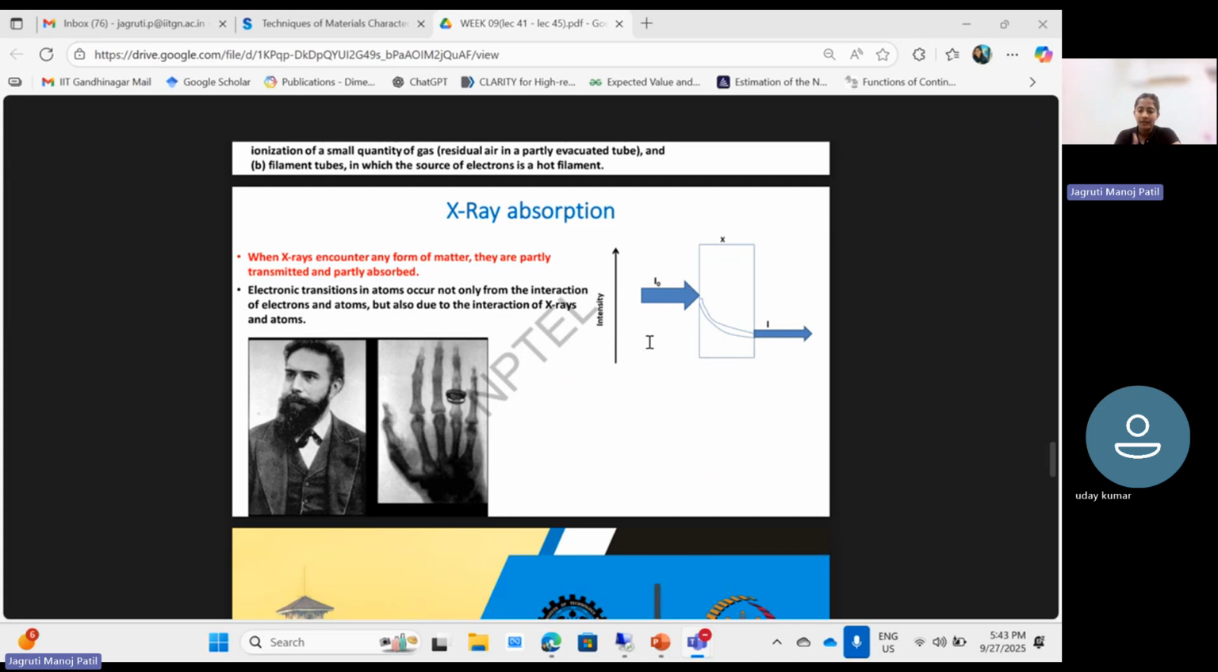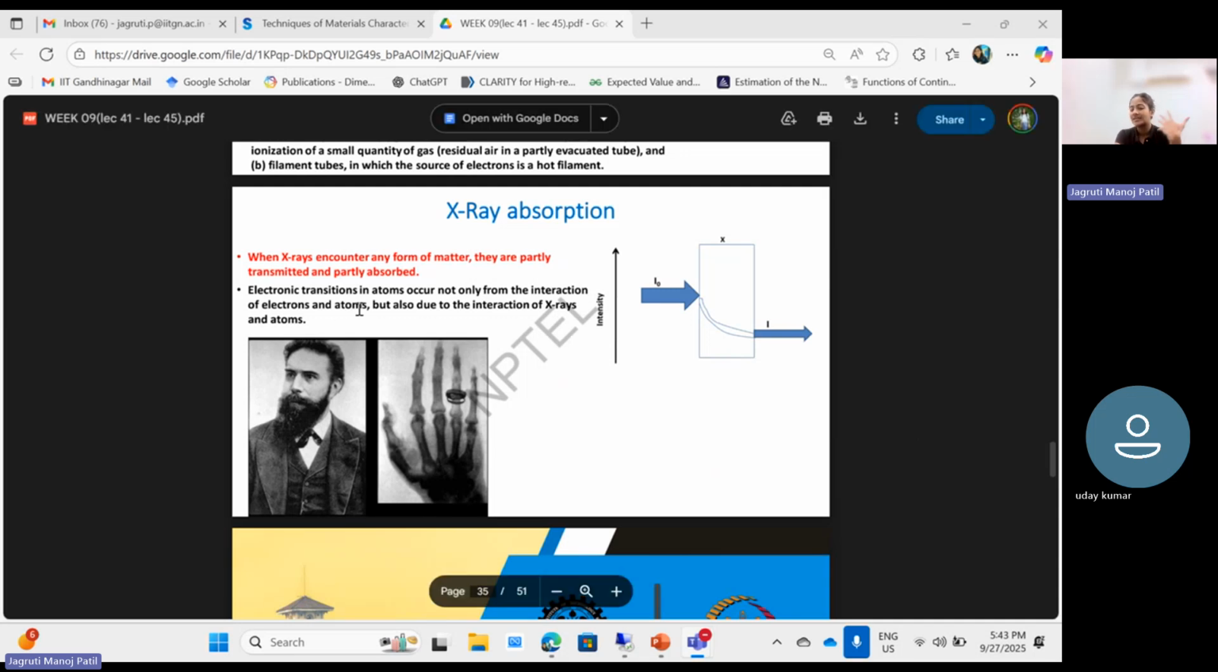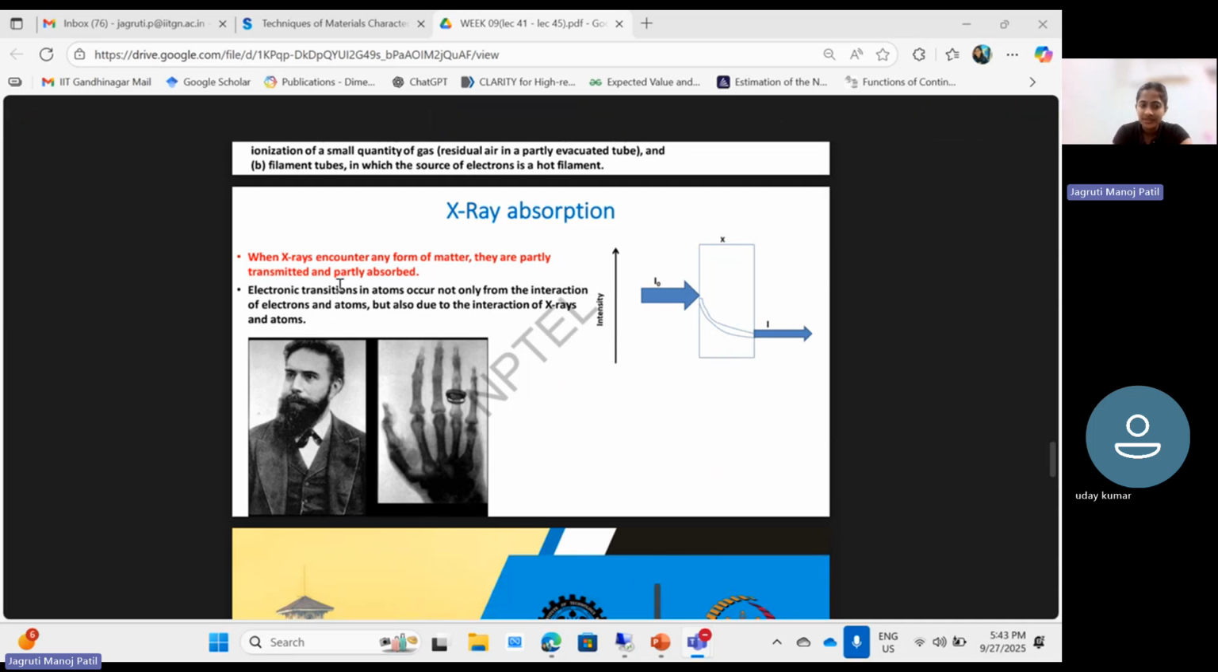Any form of energy that is transmitted, hits and then passes through matter will undergo absorption, scattering and what do you call it? Attenuation. Right. These three things apply similarly to light or sound, which I guess we discussed previously. When X-rays encounter any form of matter, they are partly transmitted and partly absorbed. Electronic transitions in atoms occur not only through interaction between electrons and atoms, but also through interaction between X-rays and atoms. So how does it come about? Here, if you look at the intensity, the intensity transmitted is I naught, and what we get after the decrease is I. Here is a trend they have also tried showing.